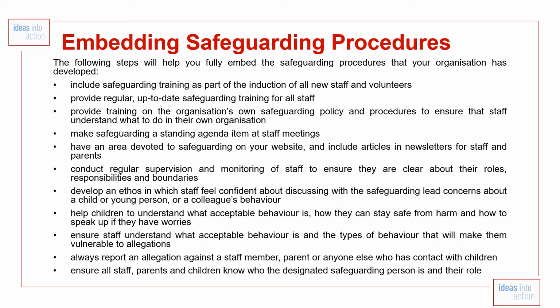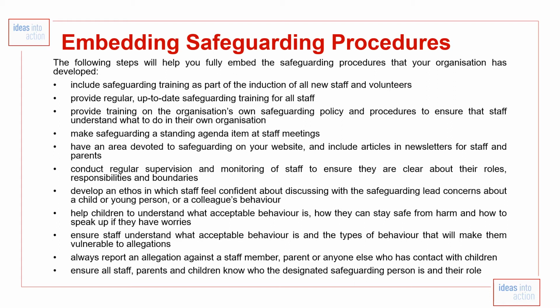You can conduct regular supervision meetings and monitoring of staff to ensure that they're clear about their roles, responsibilities and boundaries, and also clear about the safeguarding procedures. Next, you can develop an ethos in which staff feel confident about discussing with the safeguarding lead any concerns about a child or young person or adult or a colleague's behaviour.